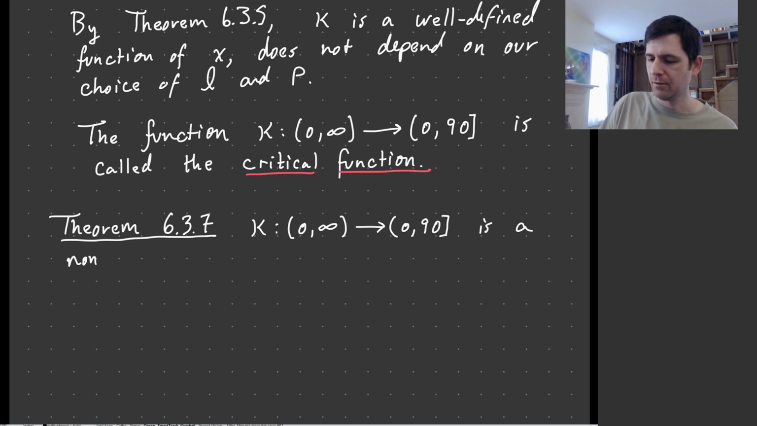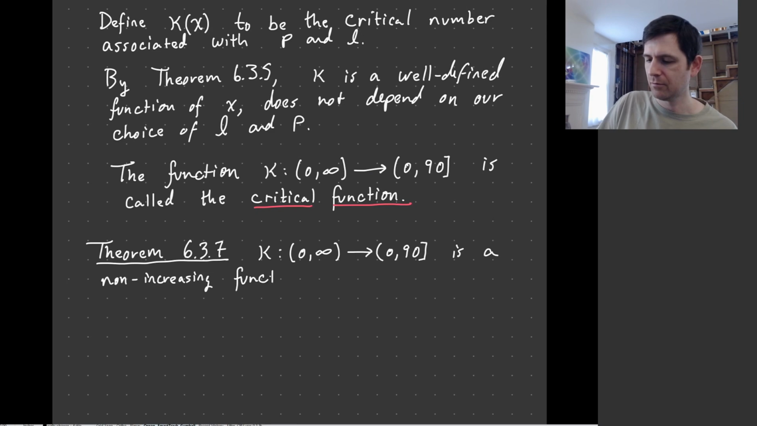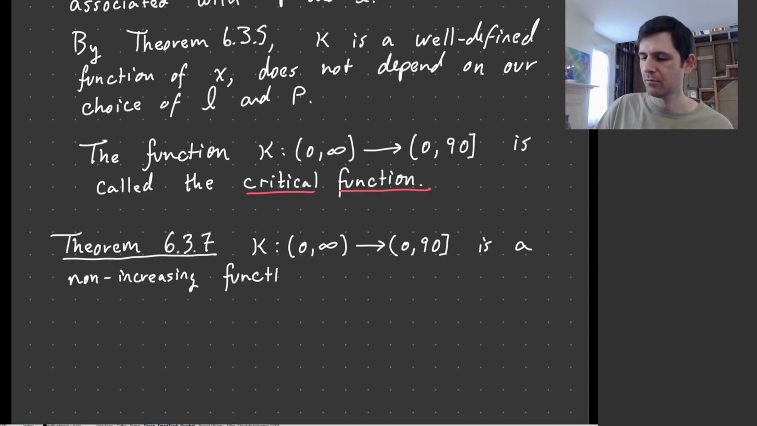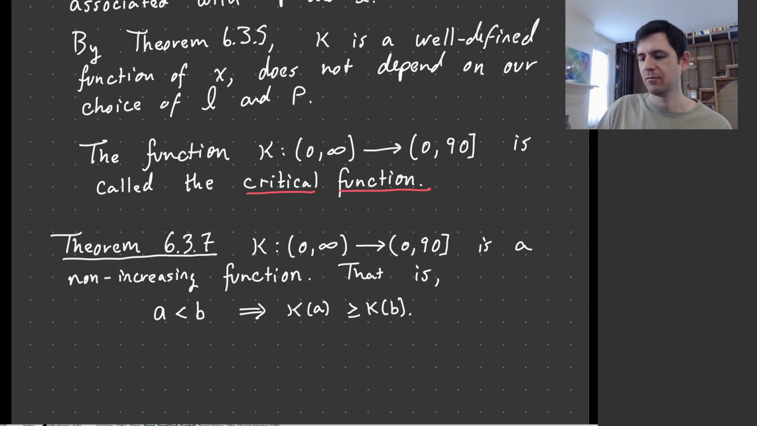is a non-increasing function. In other words, if A is less than B, then kappa of A is greater than or equal to kappa of B. So if your distance A is less than your distance B, then your critical number is greater than the critical number at B.